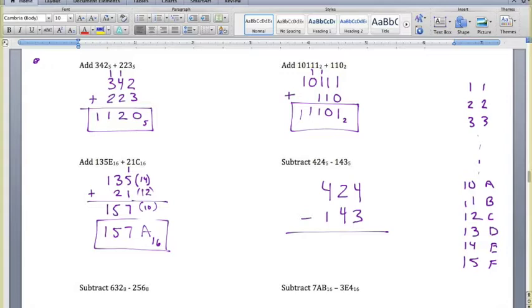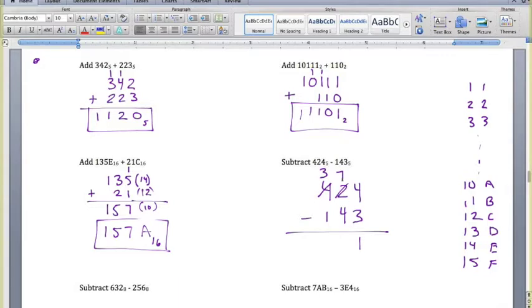So first I can do 4 minus 3 and I just get 1 and that's fine. But I can't do 2 minus 4. So now I need to borrow. So I'm going to borrow from that 4 and make it a 3. But I'm not going to borrow 10 like we always did in elementary school and make it into a 12. Since this is base 5, I'm going to borrow 5. So this 2 is going to become a 7.